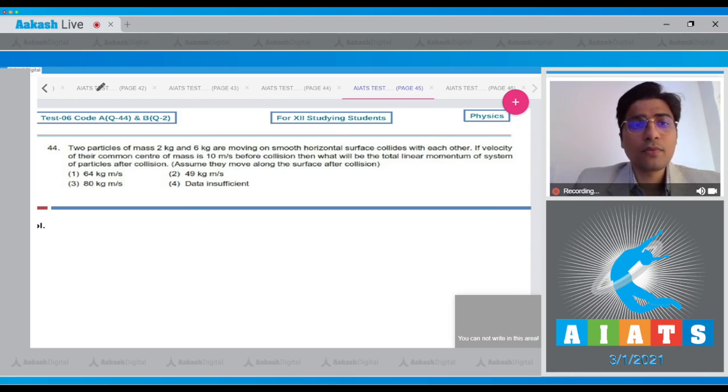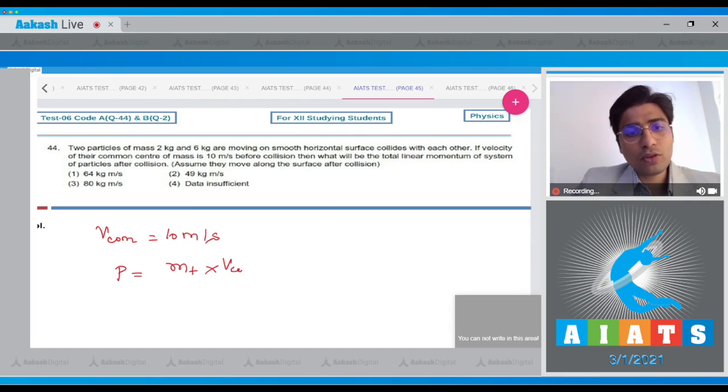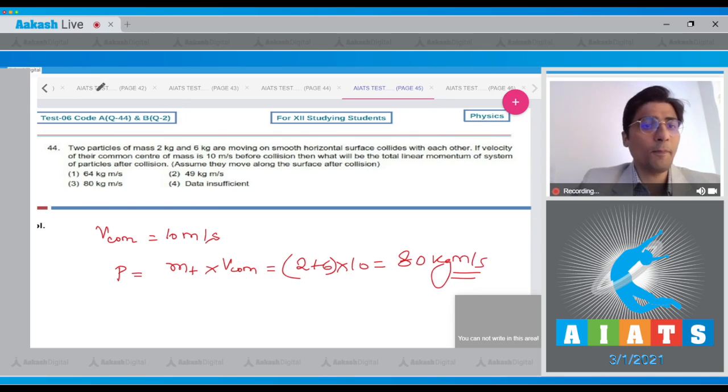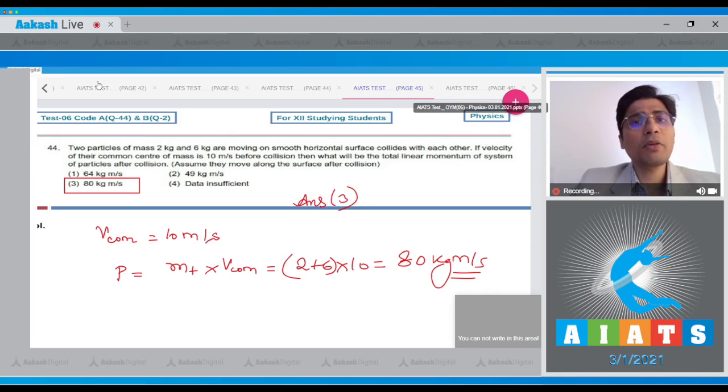Dear students, the velocity of the center of mass remains unchanged in the collision. So the final velocity of center of mass will be again 10 meters per second. The total linear momentum will be simply total mass multiplied by the velocity of center of mass. So this will be 2 plus 6 into 10, that is 80 kg meter per second. And hence for this question the correct answer is option number 3.